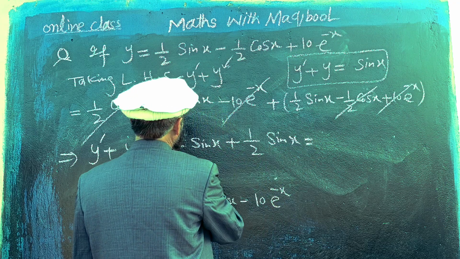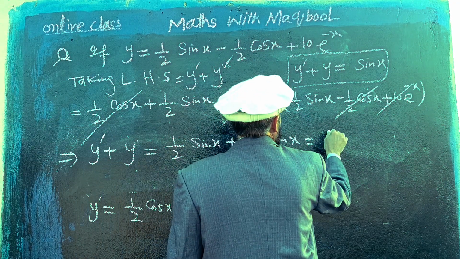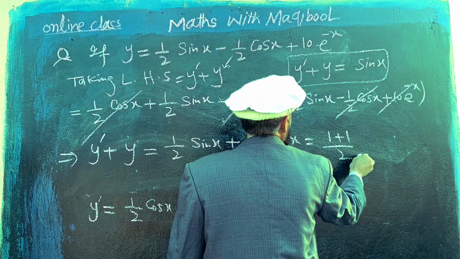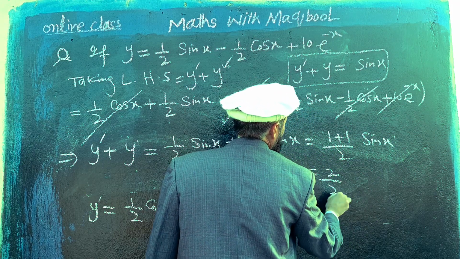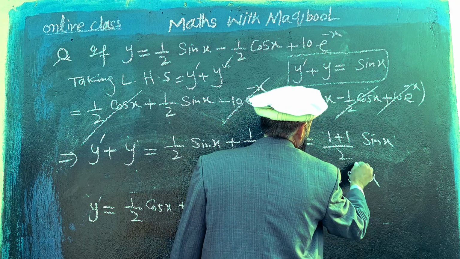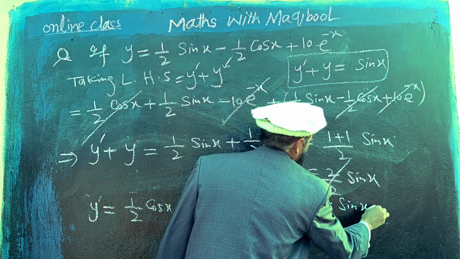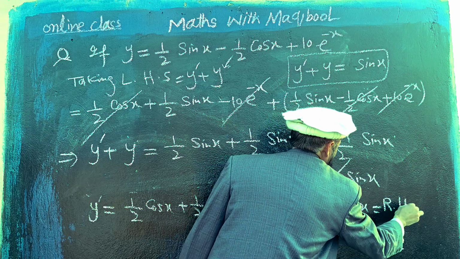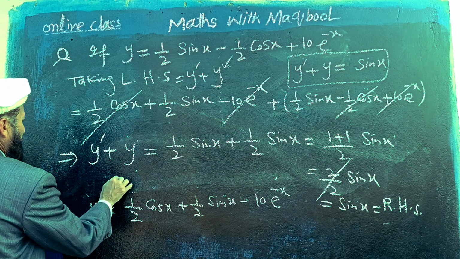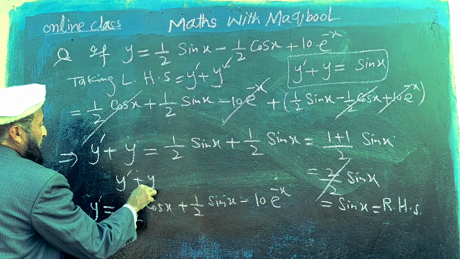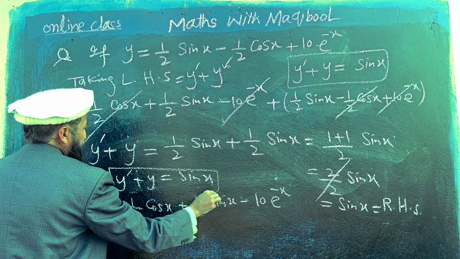So now look here, the denominators are the same, so directly we add 1 plus 1 divided by 2 into sin x. So the result will be 2 divided by 2, and this will be cancelled, so we get the result as sin x, which is the right hand side. So we can say that y plus y dash is equal to sin x, which is verified.